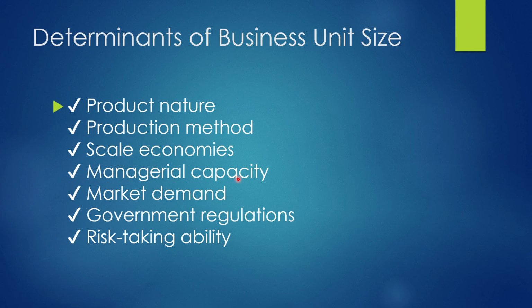The managerial capacities or ability, so better management supports the expansion. Market demand, when we see, higher demand requires larger production. The government regulations, some industries have size restrictions, so that needs to be checked. And then finally, the risk bearing capacity. The entrepreneurs with higher risk tolerance expand faster. So we see that each determinant actually influences whether a business remains small or grows into a larger organization.